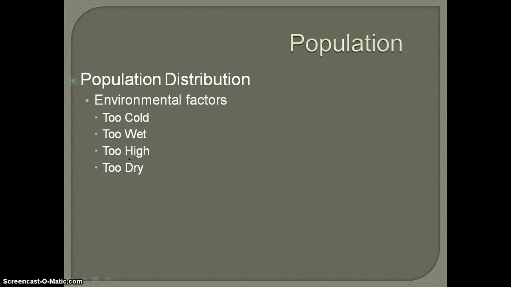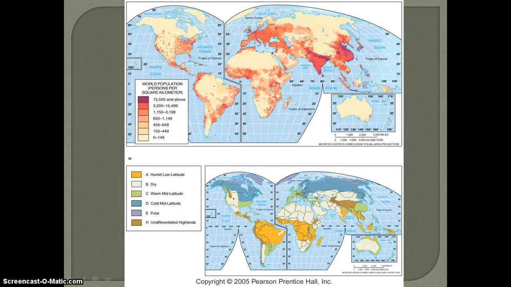Or if it's too dry, places that get very little rainfall, a lot of times we're talking about different forms of deserts and things like that. So when we look at that, you might say, okay, those are the places where people don't like to live. So where is it that people do like to live?